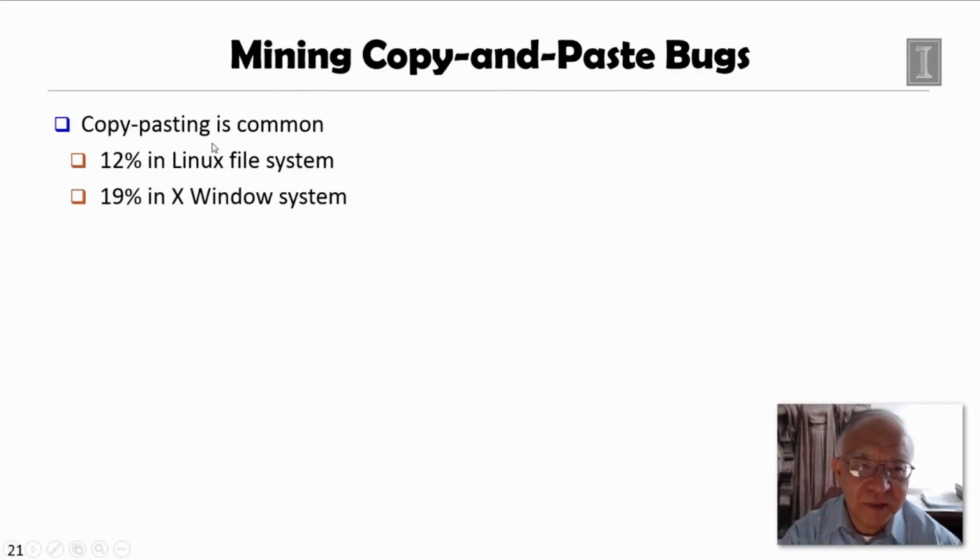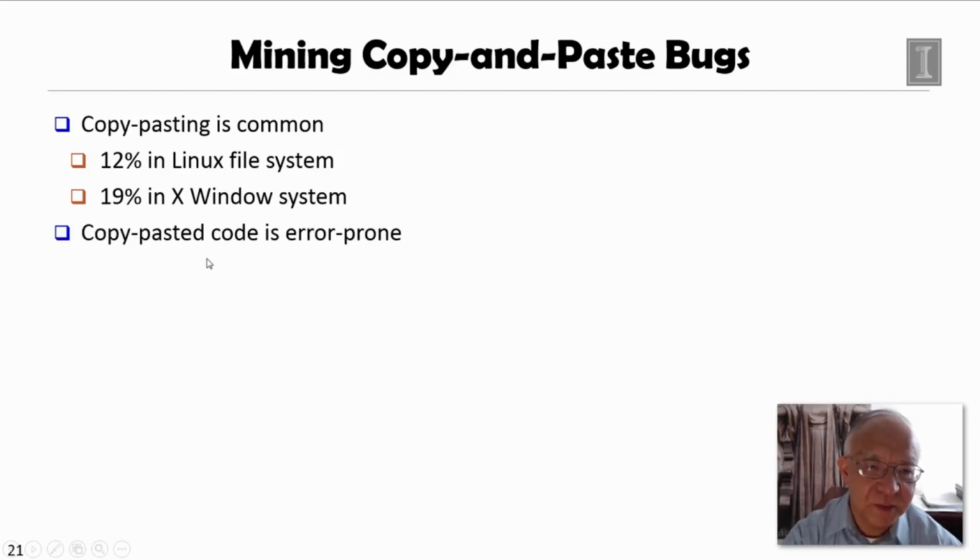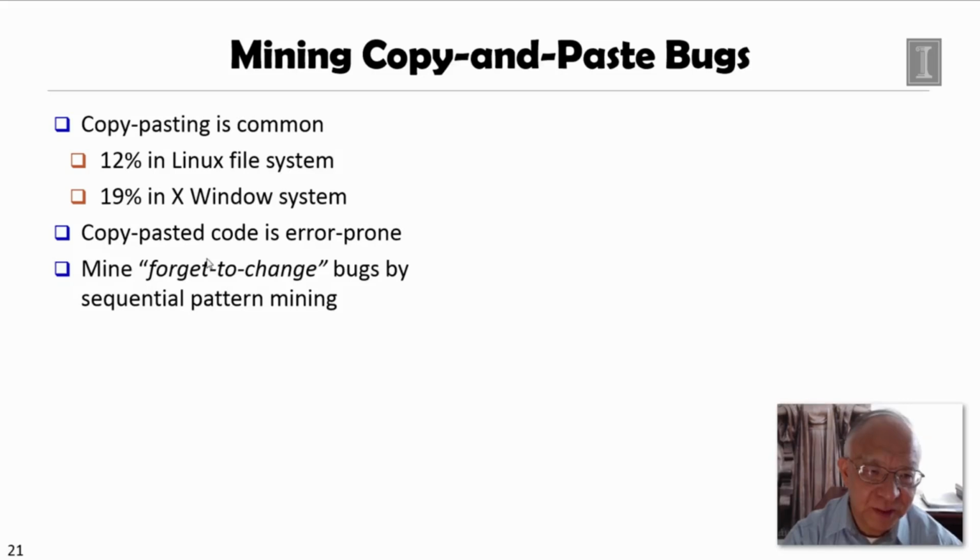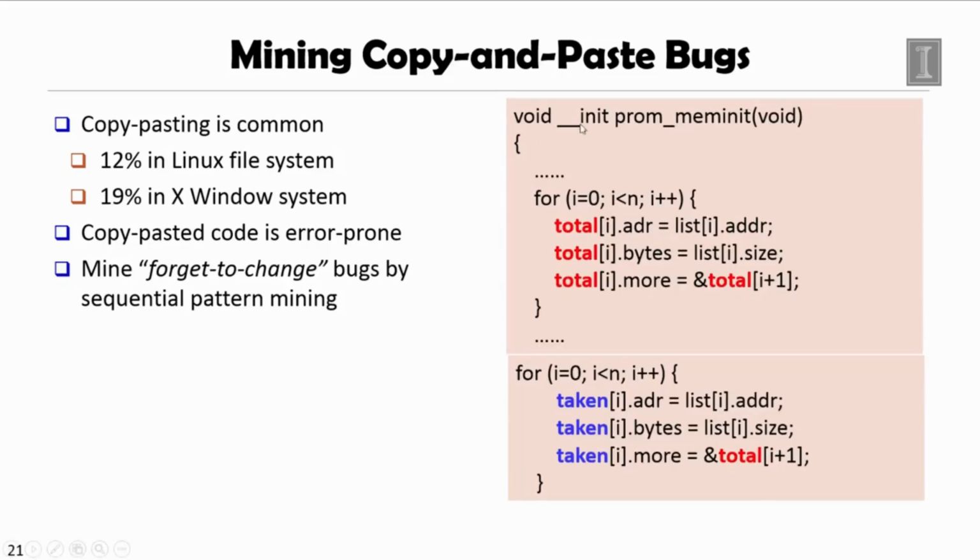So copy and paste bugs are very common. For example, some statistics show that 12% of the code in the Linux file system and 19% of the code in the X Windows system is copy and paste code. But copy and paste may introduce errors. For example, the typical one is called the forget-to-change bug. That means something like this code.